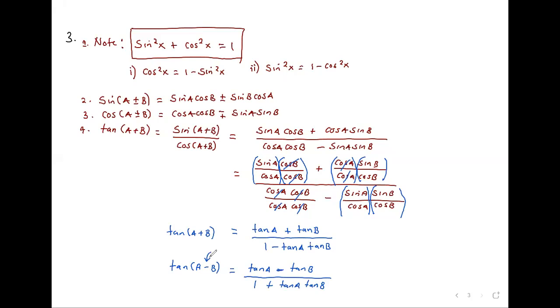So from this, you get to know cot, you get to know sec, you get to know cosec. Because you must realize that what we call sec is actually 1 over cos. What we call cosec is actually 1 over sine.